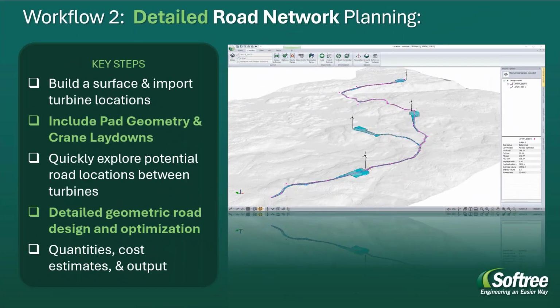And then as we move into the second workflow, this is going to be our more detailed road network planning. So in this one, we're going to take it a few steps further. Very similar to the first one, we're going to build a surface, we're going to import some turbine locations, but now we're going to include and account for the pad geometry and the crane laydown areas. So we're going to bring those into our terrain module, and then we're going to quickly explore those road location options between the turbines.